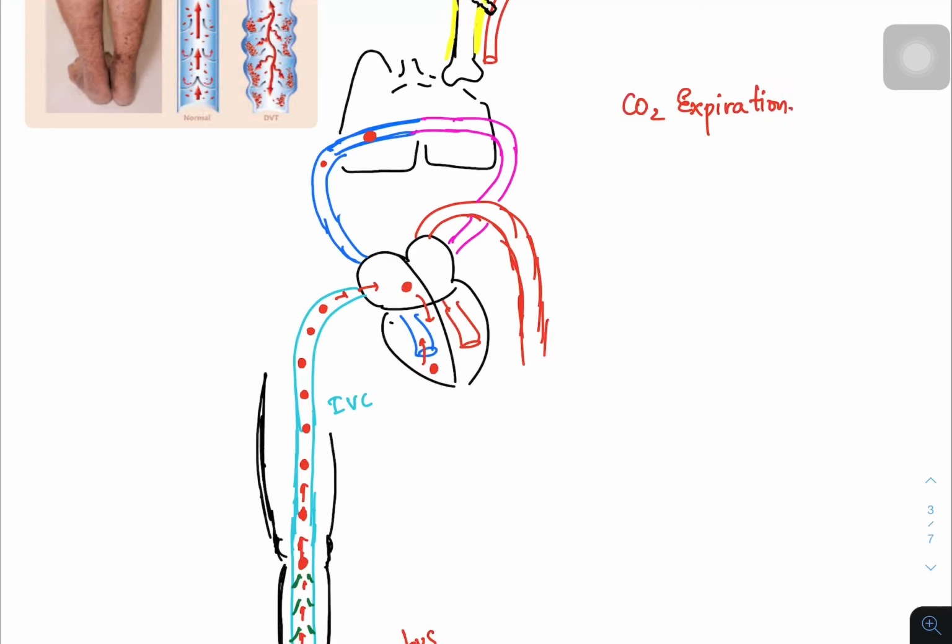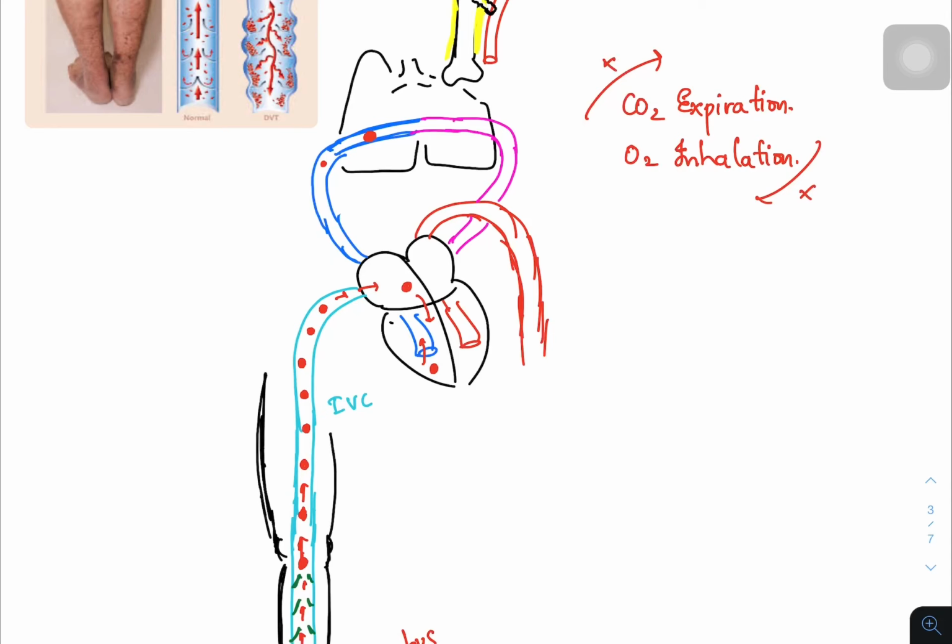At the same time, can oxygen enter into the lungs? No. There can be no oxygen inhalation, right? So carbon dioxide cannot be expired out and oxygen cannot be inhaled inside.